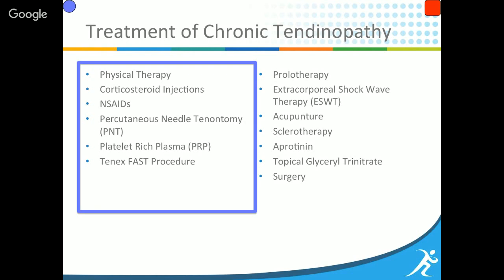These include physical therapy, steroid injections, NSAIDs, percutaneous needle tenotomy or PNT, platelet-rich plasma injections, and finally the TenEx FAST procedure. Anyone see that procedure yet? TenEx FAST procedure? Had it on the doctor show, and I think one time too.